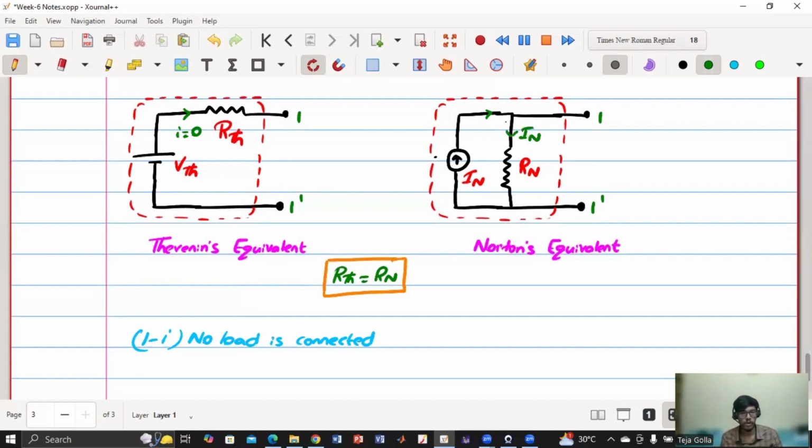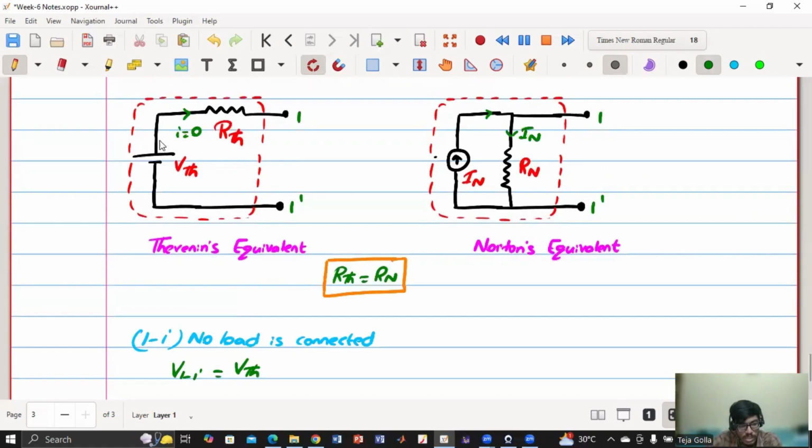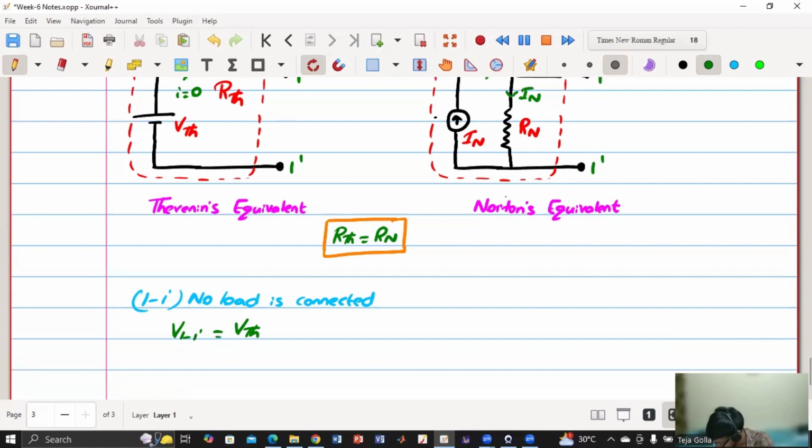But irrespective of the method, the V11 dash voltage should be the same. So V11 dash using Thevenin's theorem, what will be the voltage? VTH, because current is not flowing. Whatever is the voltage here will also be the same here, right? Similarly, what will be V11 dash in this case? It is IN into RN. So here V11 dash is nothing but IN into RN, but IN and RN and R Thevenin are the same, so I am writing it as IN into R Thevenin.